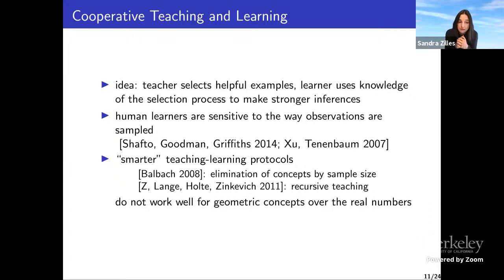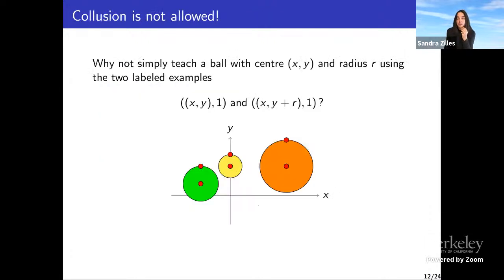There's been a number of models in the literature that use this cooperative idea. Balbach was one of the first introducing such a model, but we also had the recursive teaching model about 10 years ago. These models overcome some of the limitations, but they still don't work well for geometric concepts over the real numbers. So when we design a new teaching model, there is one thing that we always have to look at: we can't just design it freely. We have to somehow set constraints, limitations on what's allowed.